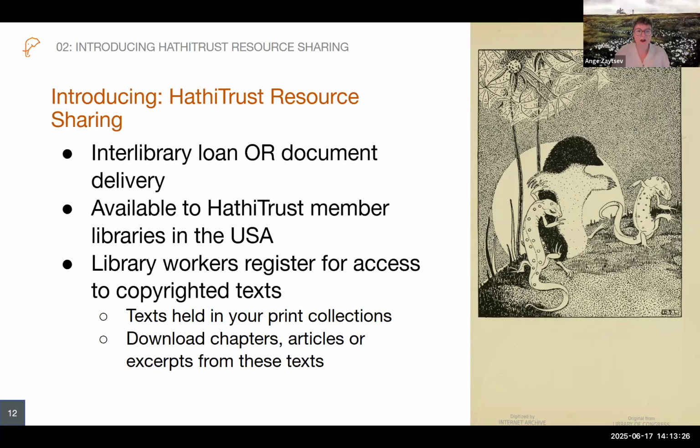So the service model for HathiTrust Resource Sharing is that your employees in ILL or document delivery units will register for access to copyrighted texts in HathiTrust. They will only be able to access copyrighted materials that are also held in print in your collection, as well as continuing to have uninterrupted access to the public domain materials. And the registered service providers are permitted to download chapters, articles, or excerpts.